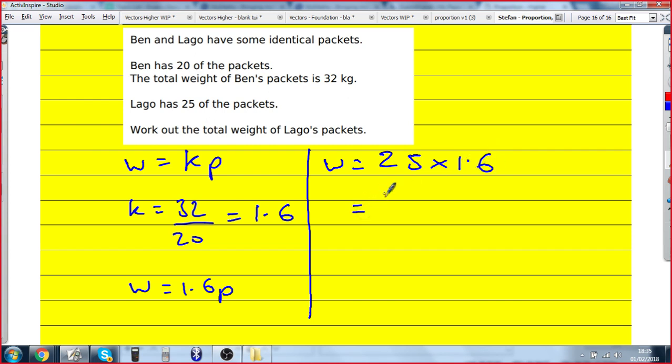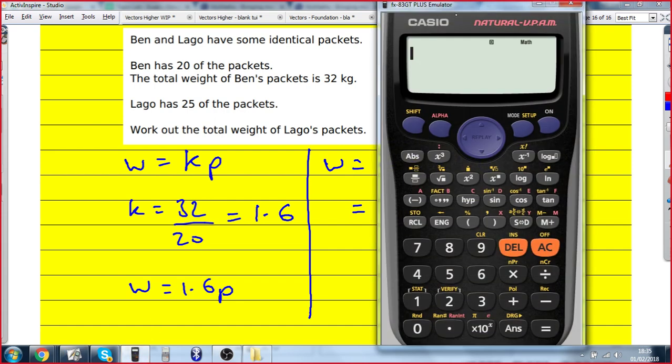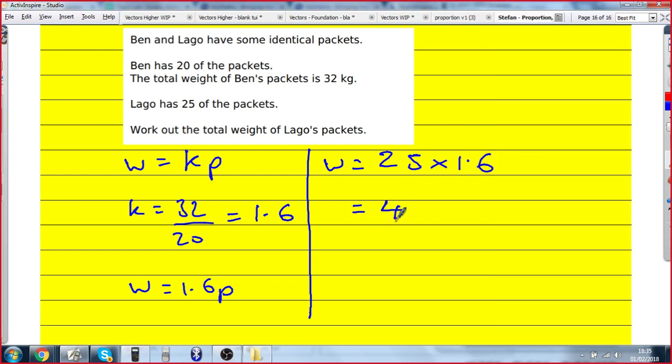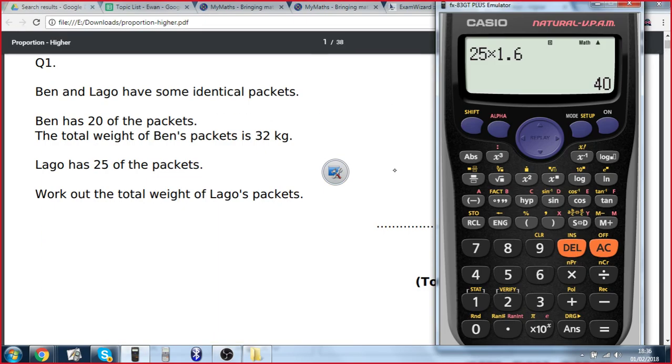What is that? This one is calculator. 40. Okay. Any questions there? No. So you always need to find k first, and then you use that to get the next one.